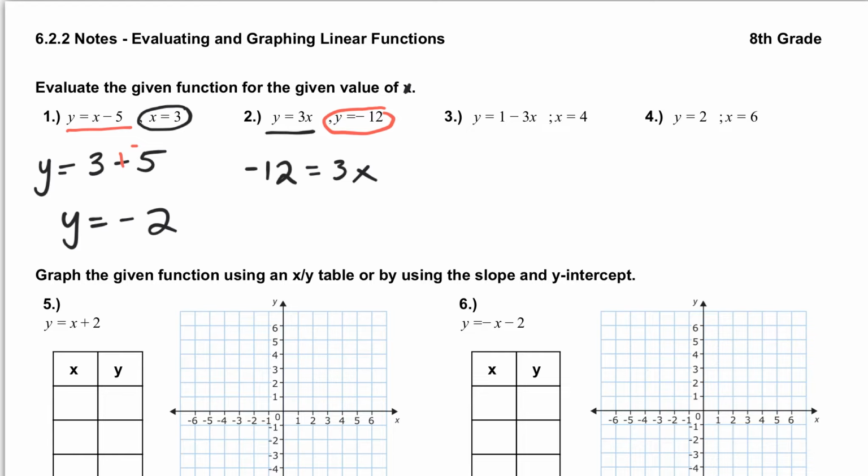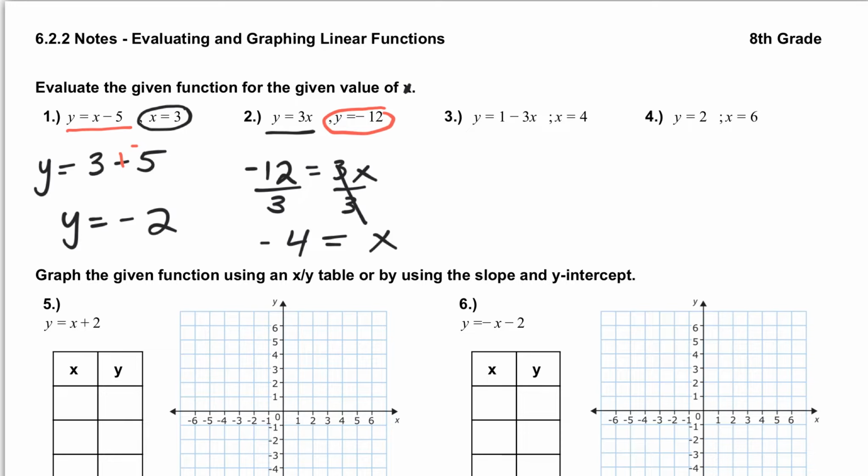So to get x all alone, we have to get rid of a times 3. To get rid of a times 3, we're going to divide by 3. And if we do that to the right-hand side, we have to do the same thing on the left-hand side. Okay, if we simplify this, negative 12 divided by 3 gives us negative 4 is equal to, on the right-hand side, 3 and 3 cancel. So we bring down our x. So for this function, when y is negative 12, x is equal to negative 4.